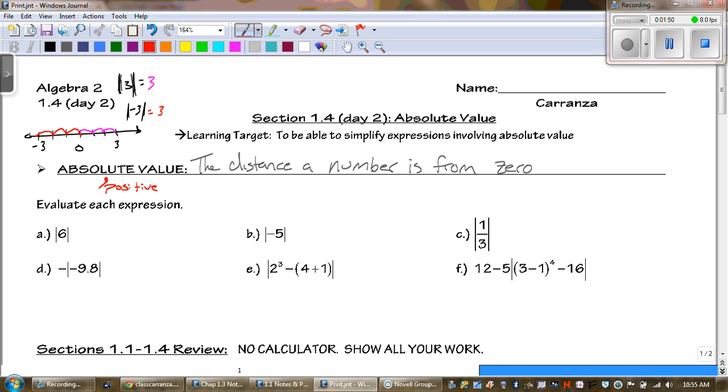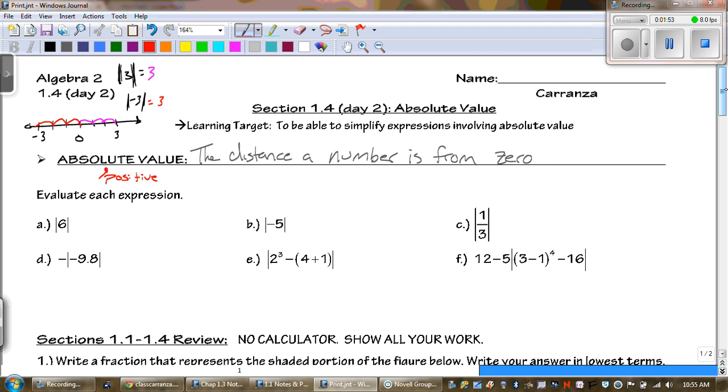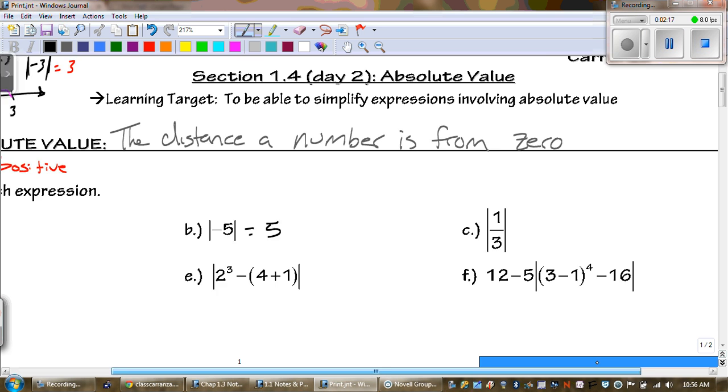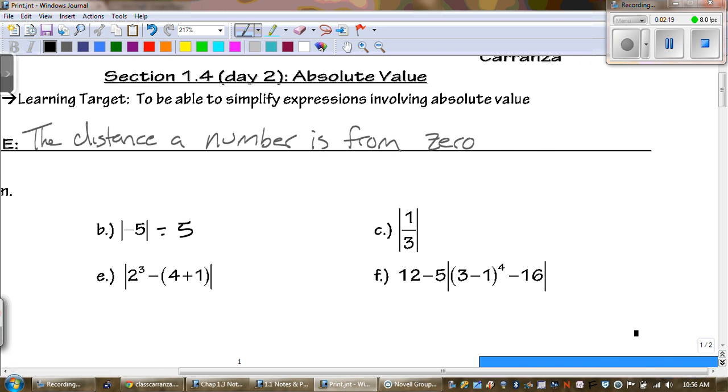Now, we just have to make sure that we're reading what the signs are saying to us. This says the absolute value of 6. What is the absolute value of 6? Well, it's 6 spots away from 0. What about the absolute value of -5? Well, the absolute value of -5 is 5. What is the absolute value of 1/3? How many spots is 1/3 away from 0? Well, it's 1/3. That's how far away it is.